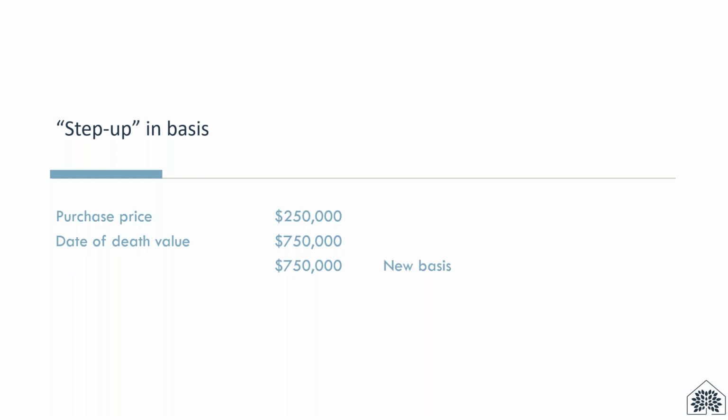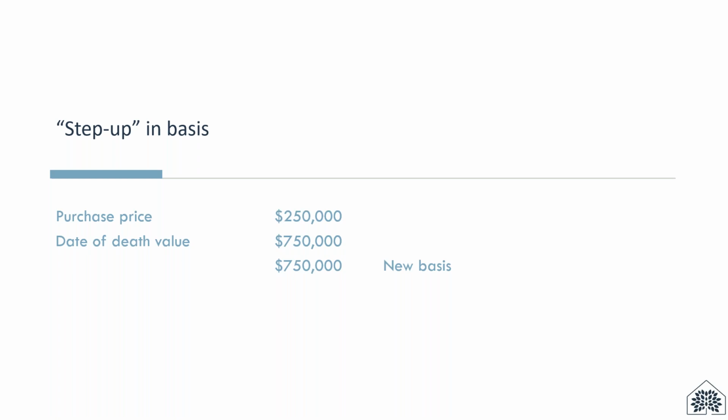So again, you purchased the property for $250,000, but if you still own that property when you die, then the basis gets adjusted to the value on your date of death. So if it's then worth $750,000, that's the new basis. And then if your heirs sell the property for $750,000, they end up with no capital gain because the basis and the selling price are the same.